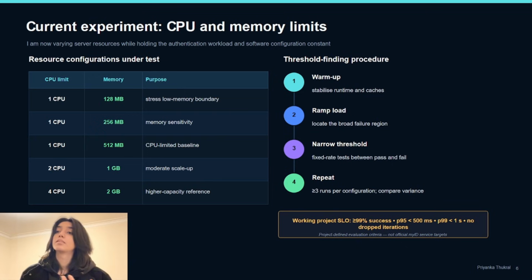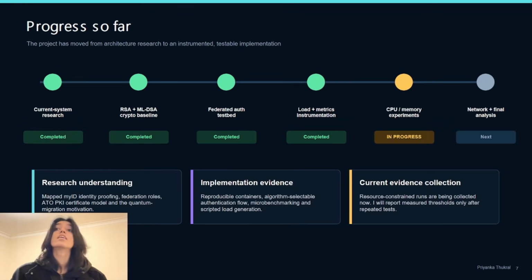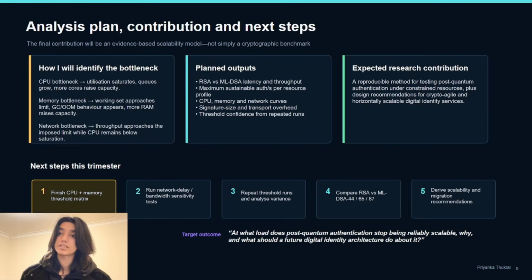Moving on to the next slide, the progress so far. Current system research done, RSA and ML-DSA cryptographic baseline done, federated auth testbed done, load and metric instrumentation done. I'm working on the CPU and memory experiments, and then I'll be moving on to the network and the final analysis. Now the analysis plan, contribution, and the next steps.